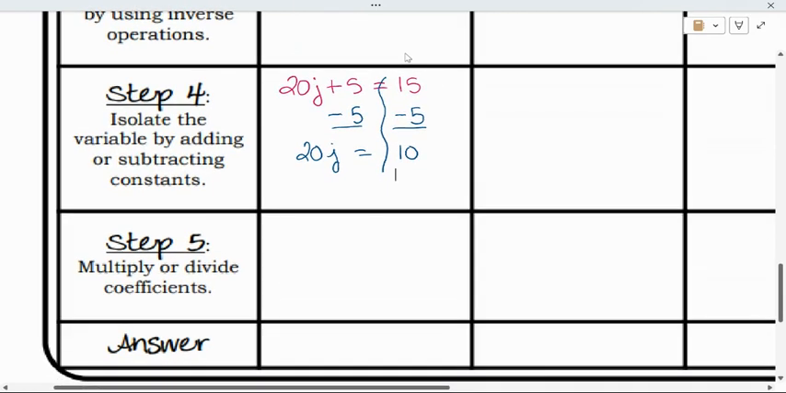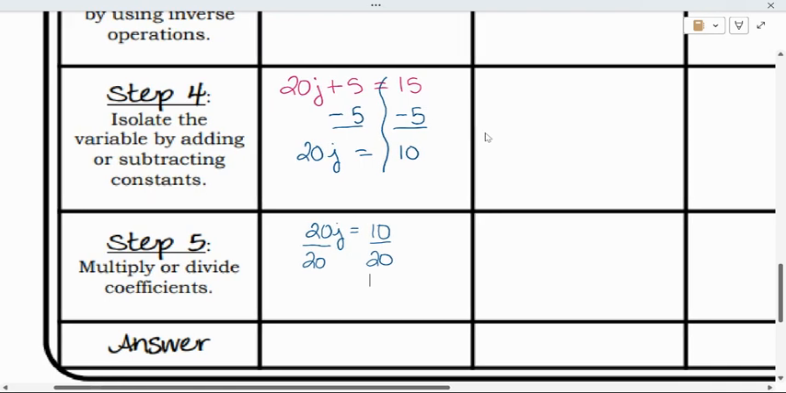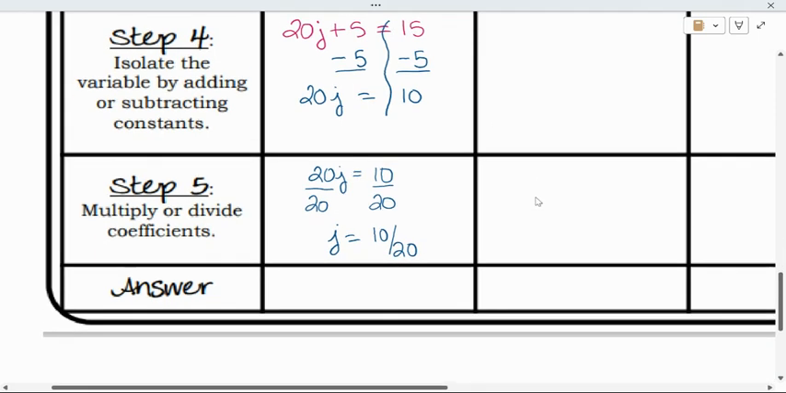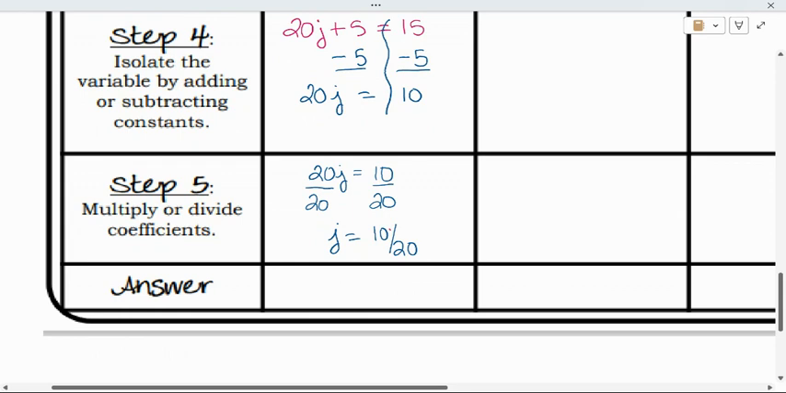Step number 5 says multiply or divide by the coefficient. So this says 20 times J equals 10. Well, the undo of multiply is divide. So last question is, well, what's your final answer? Well, I have J equals 10 over 20. And that can be reduced because I can divide both of these by 10. Do you see how I just cross a 0 off of each? J equals 1/2.